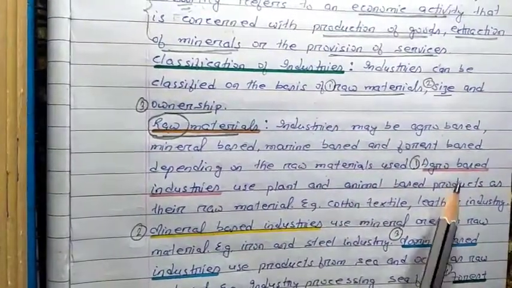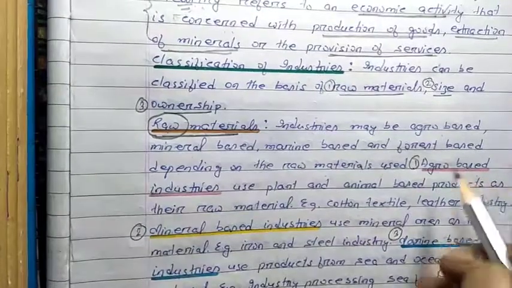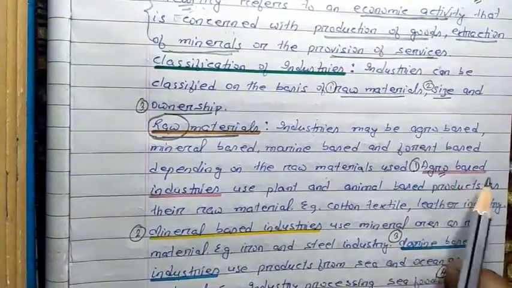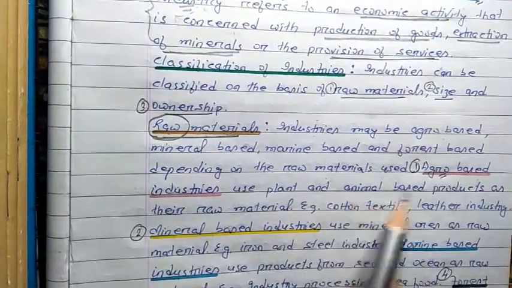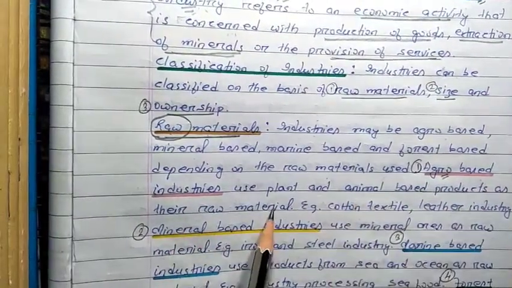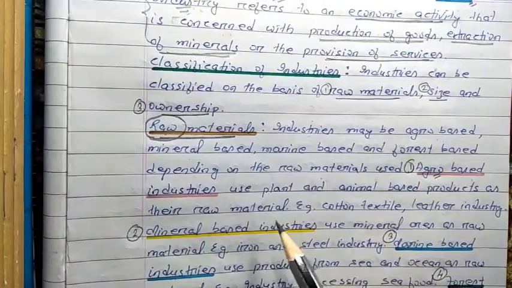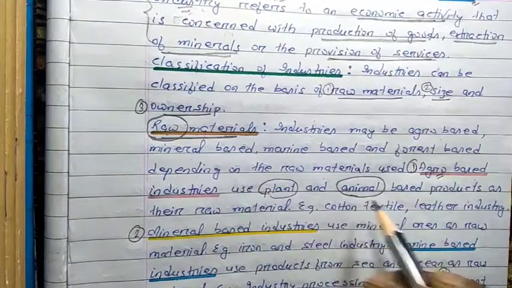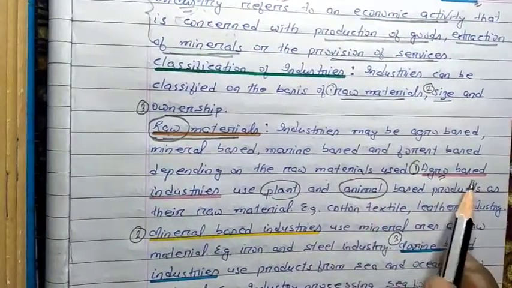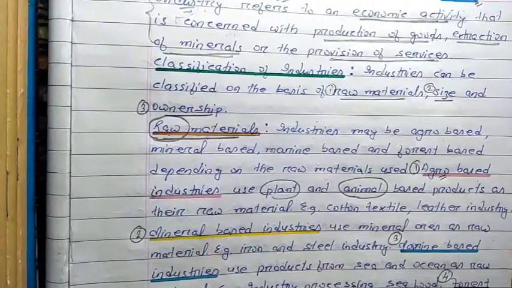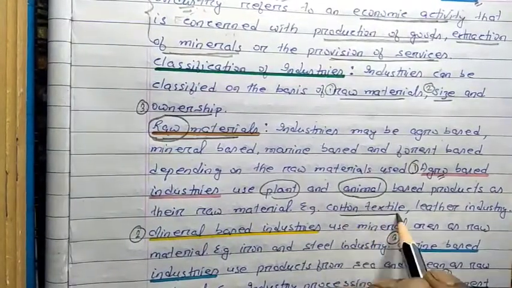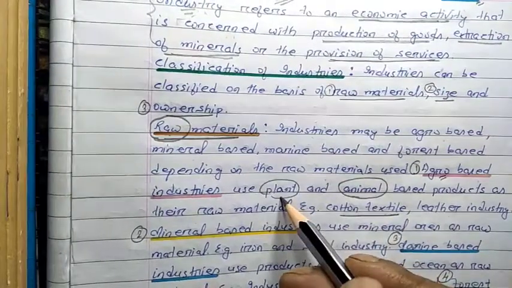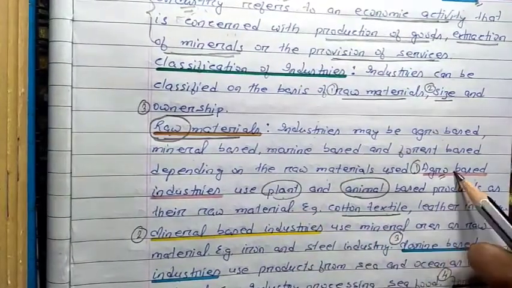Still, see, agro-based industries. What is the meaning of agro? I hope everybody knows. It means agriculture. Agro-based industries use plant and animal-based products as their raw materials. We can say all the industries which generally depend on plant and animal-based products for their raw materials are known as agro-based industries. For example, the cotton textile industry, which produces cotton, depends on the plant, so it is one type of agro-based industry.